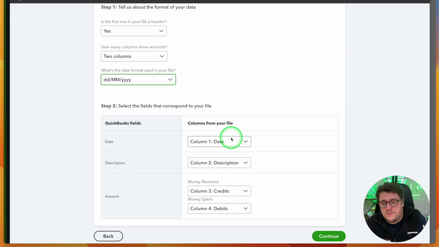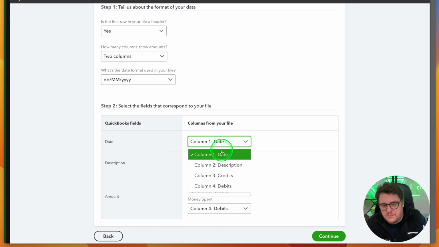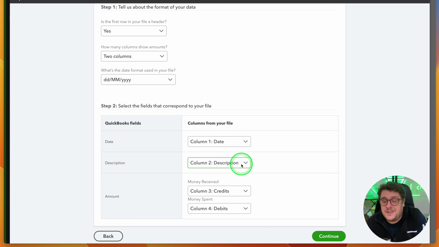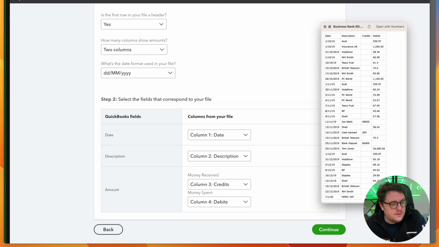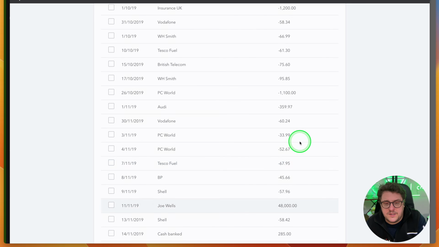Then I need to just give the mapping information. So my date is going to be, in my case, the column date. My description is going to be description. And then I can make sure my money received and my money spent is correct. Always make sure you bring up that file again, just to double check that you've got that the right way around. Once you're happy with that, press continue.